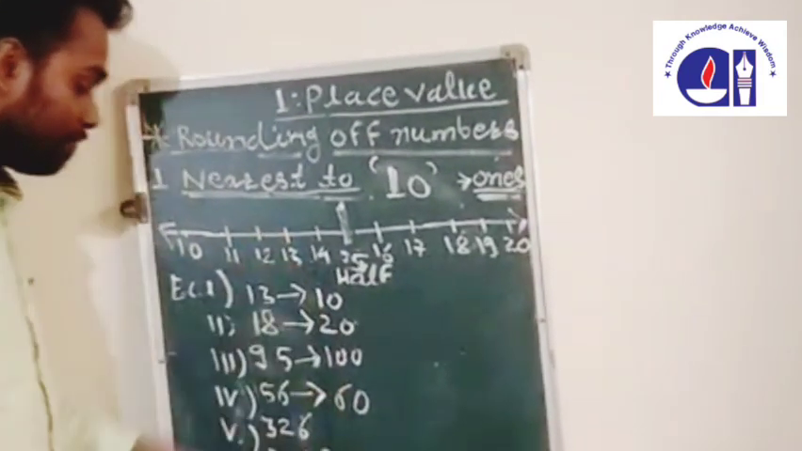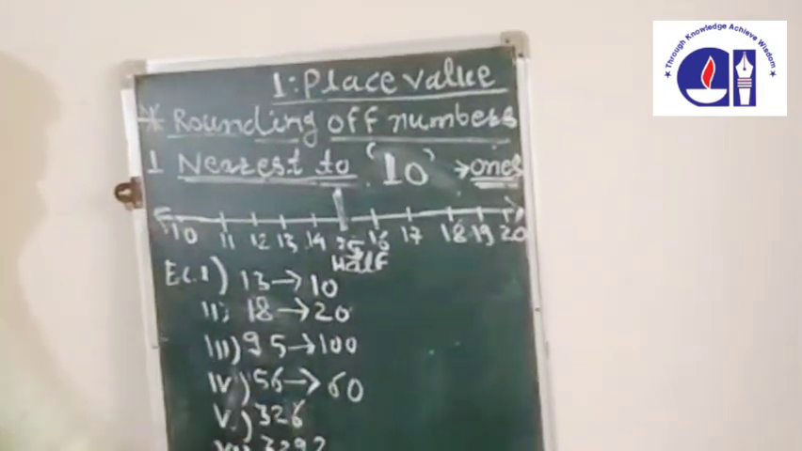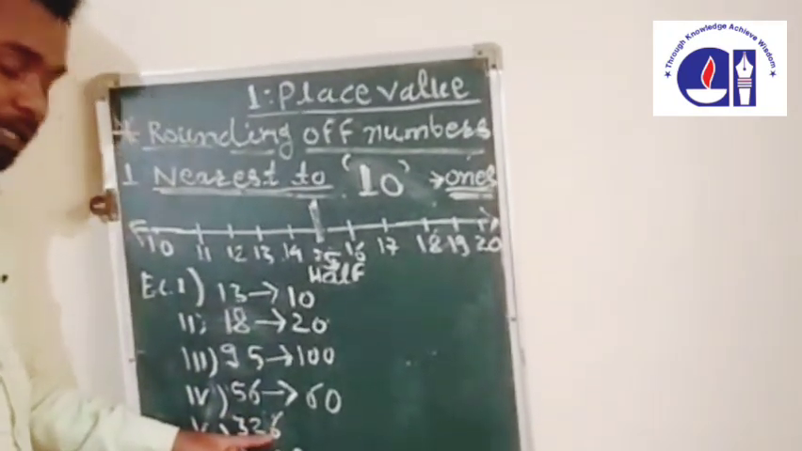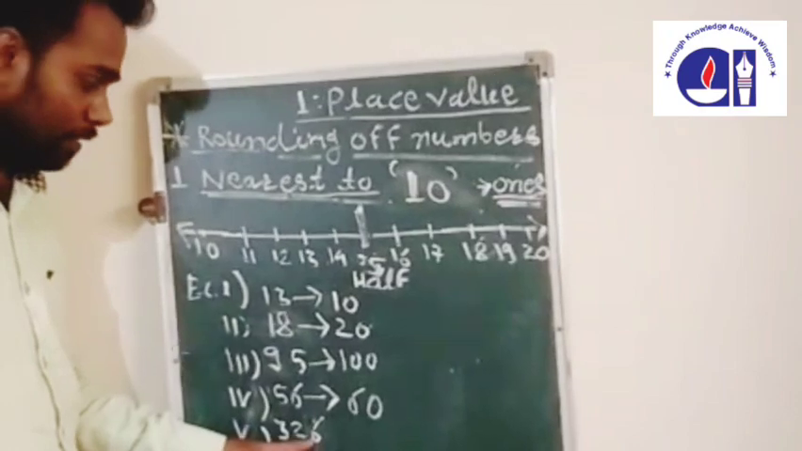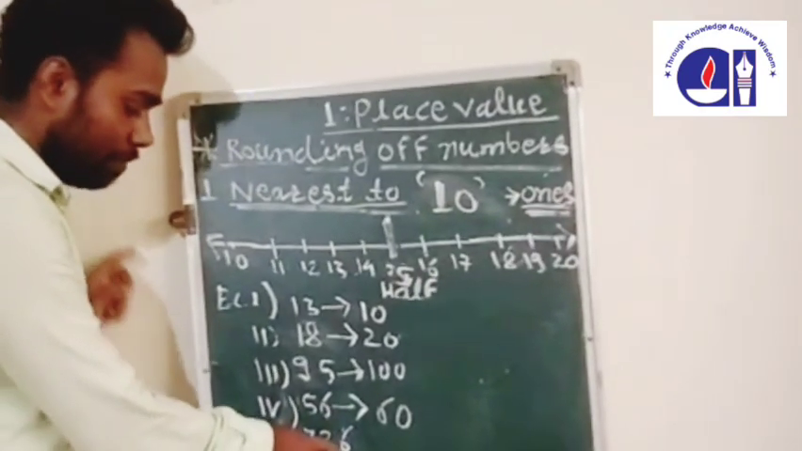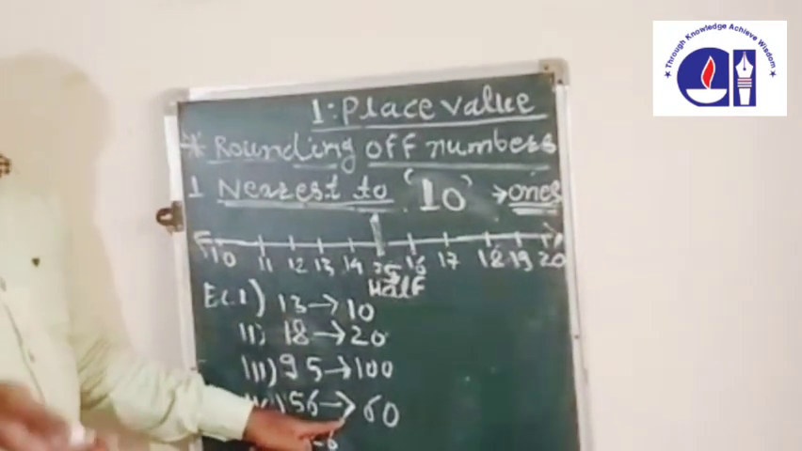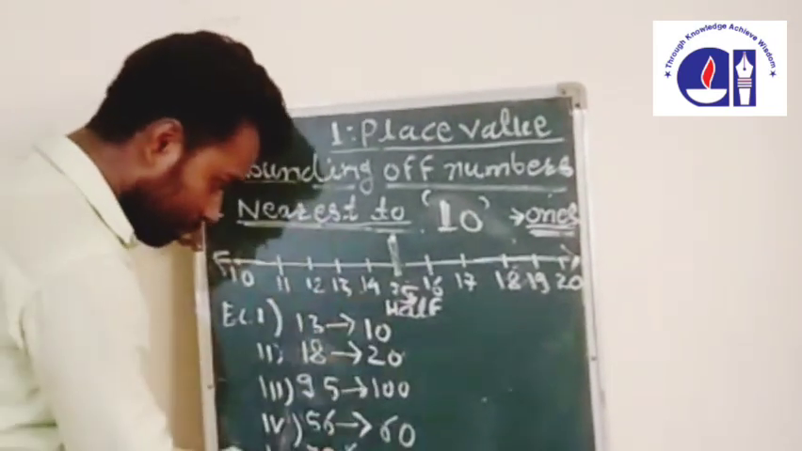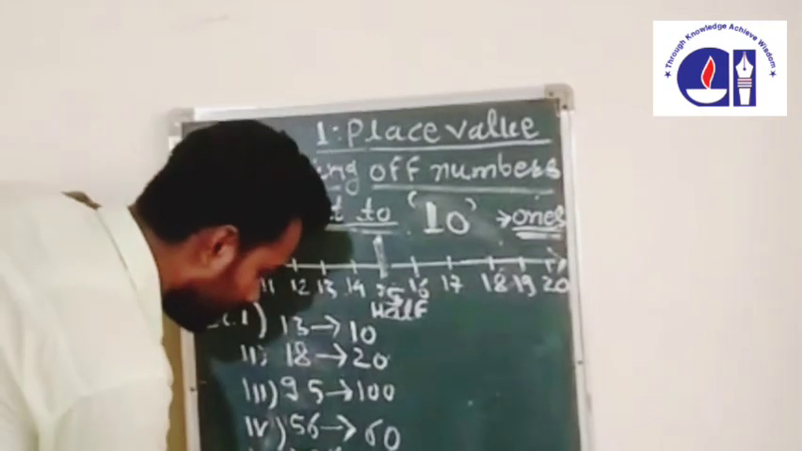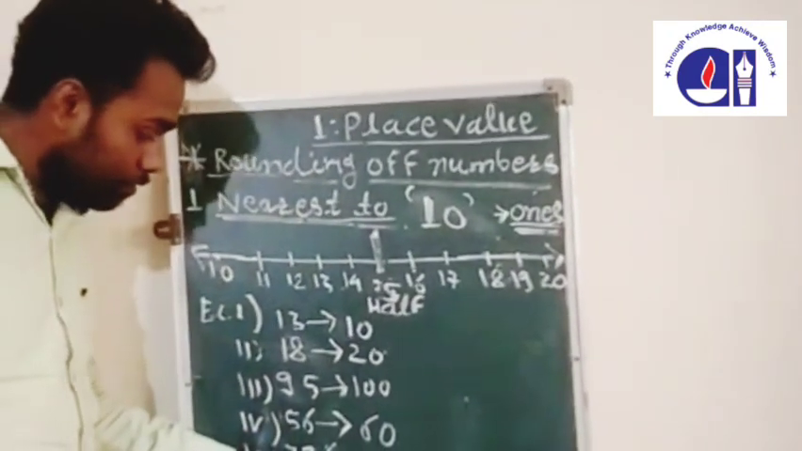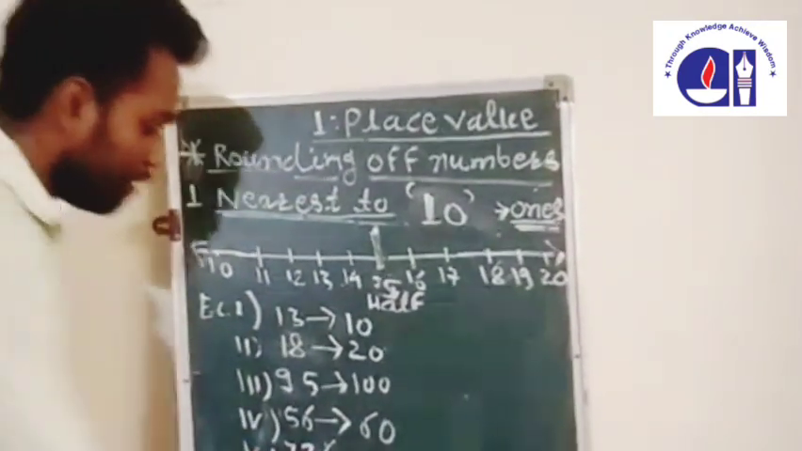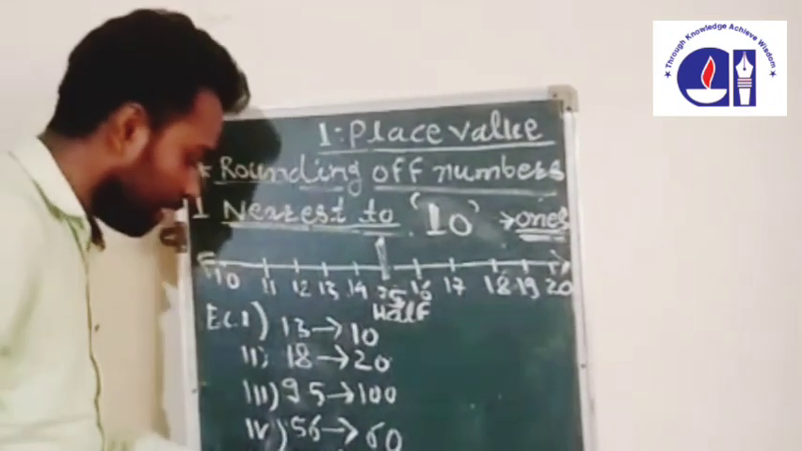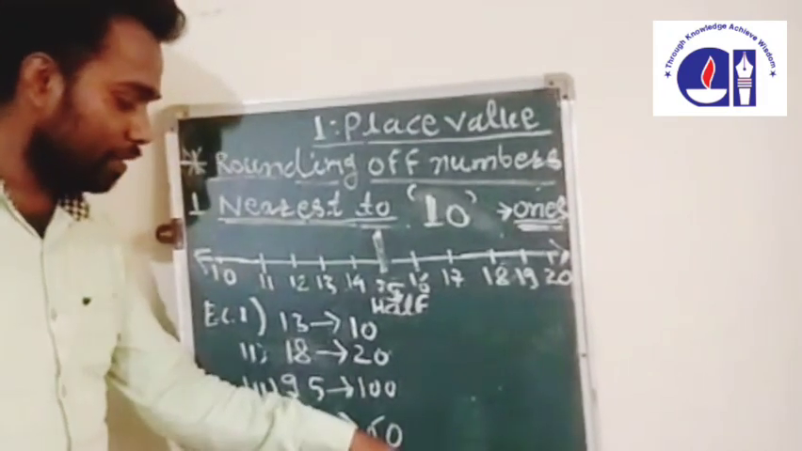Now this number is given: 326. We have to round it to the nearest 10, so we check the ones place of the given number. The ones place digit is 6, which is more than 5. So 326 is nearest to 330. The next 10 after 326 is 330.